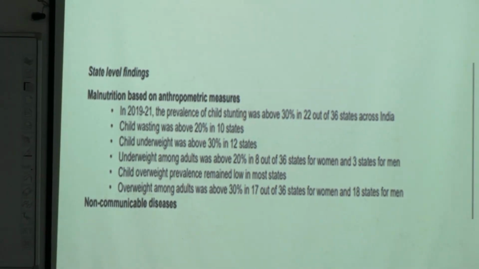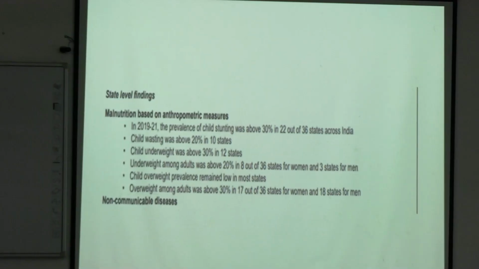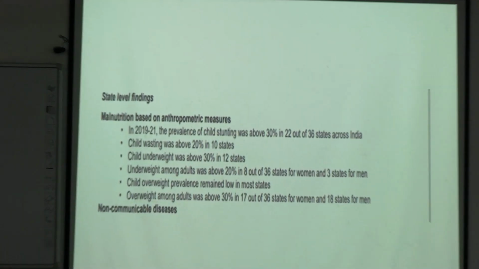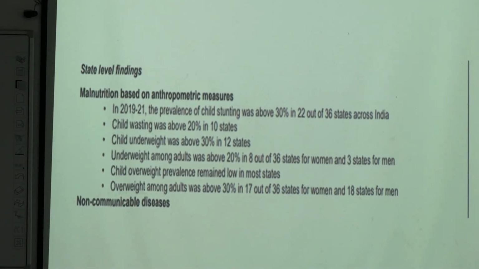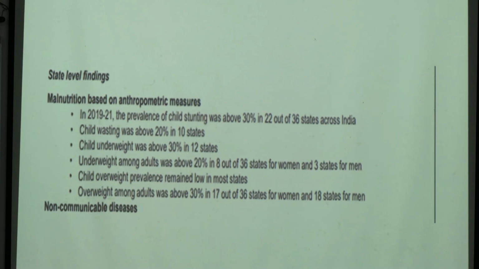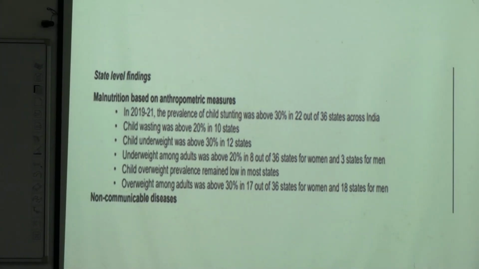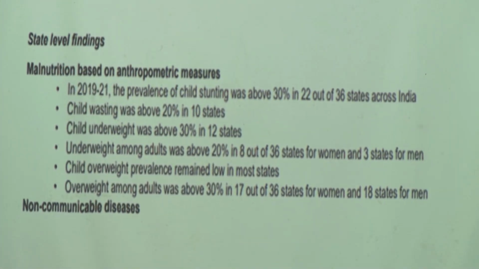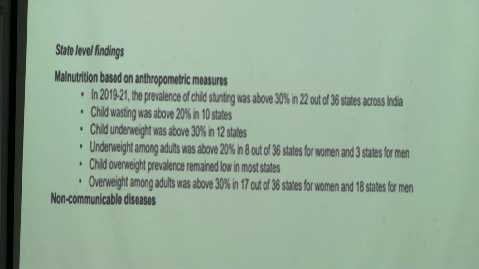Now, this is an important thing. In 2019-21, the prevalence of child stunting was about 30% in 22 out of 36 states. That means almost 75%. That was about stunting, and child wasting was about 20% in 10 states. Child underweight was about 30% in 12 states. Then the others are the overweight prevalence. Overweight, we are not talking about those. But the first three are important as far as we are concerned.